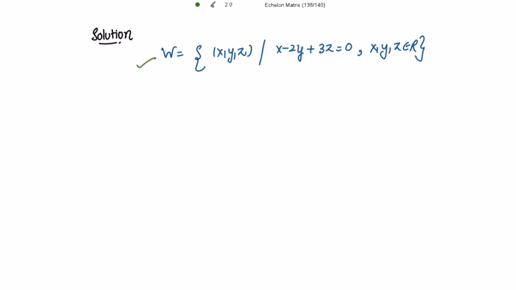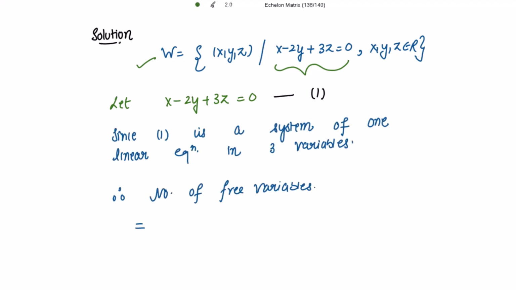So here W is a subspace that is given to us and we need to find the basis for W first. We are having the condition from this subspace. So let x minus 2y plus 3z is equal to 0, and this is only the one linear equation given to us having 3 variables, right? Marking this as 1. So what is the number of free variables? The number of variables 3 minus the number of equation, that is only 1. So this is equal to 2. We are having 2 free variables.